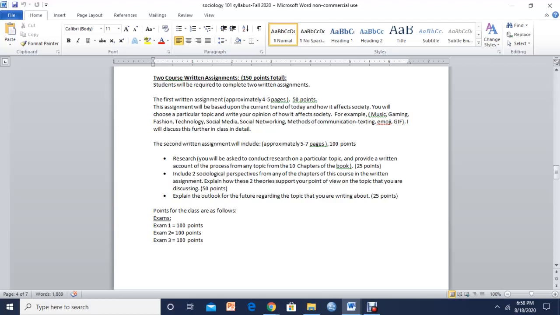So more than likely, I'll just have to do a little bit more in detail as I'm doing now, formatting both of the papers. So I will probably present a form like this one and then begin to speak about it and say, hey, this is what I want. This is just the syllabus to begin with, just giving you a heads up. Second written assignment is 5 to 7 pages worth 100 points.